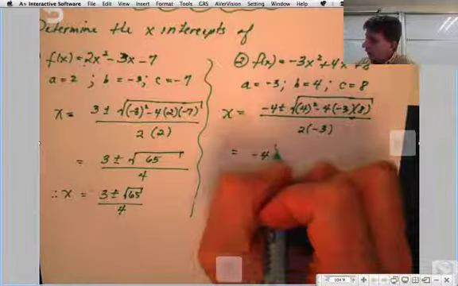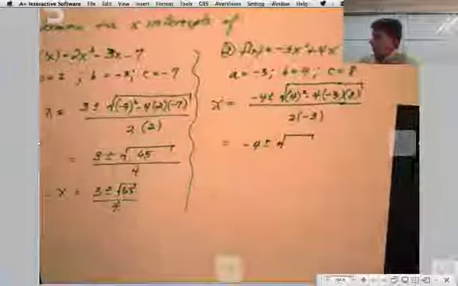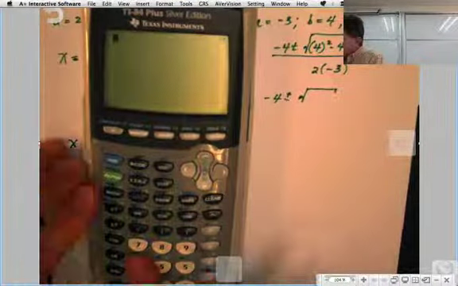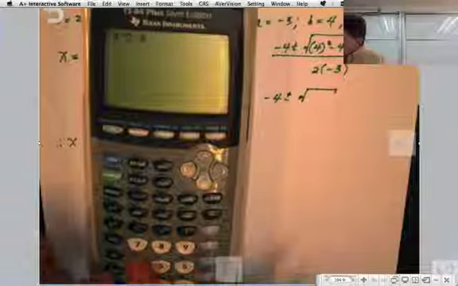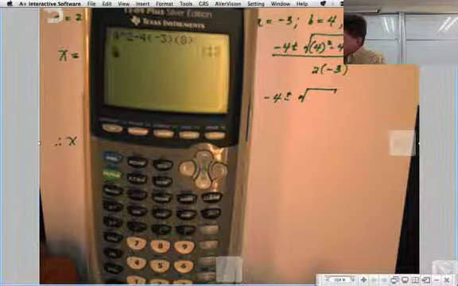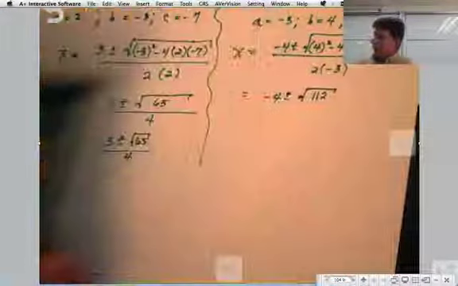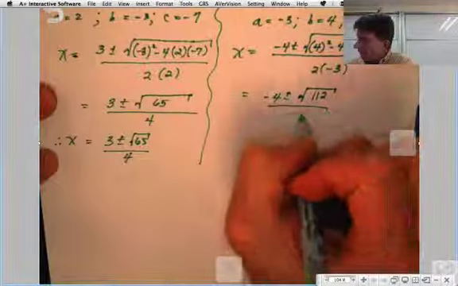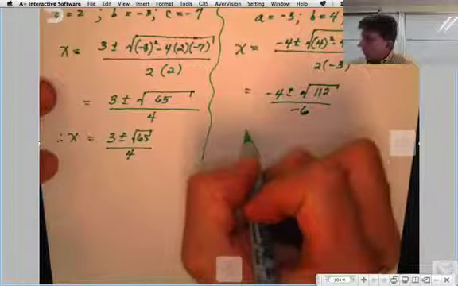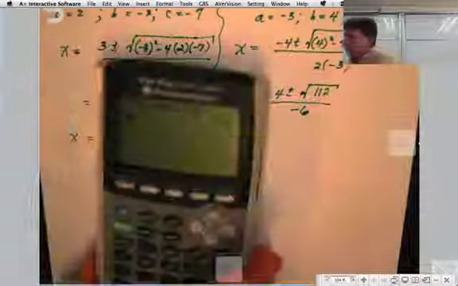Simplifying gives me negative 4 plus or minus the square root. Taking 4 squared minus 4 times a times c, okay, gives me 112, all over negative 6. Okay. So, as a matter of fact, 112 does contain a factor that's a perfect square.